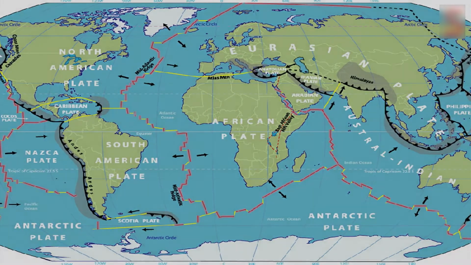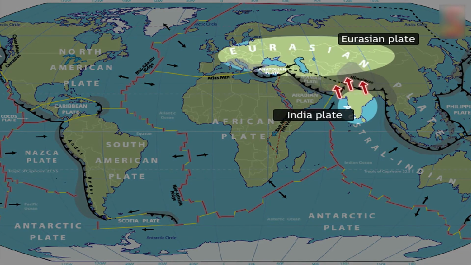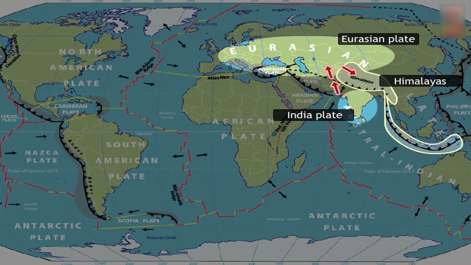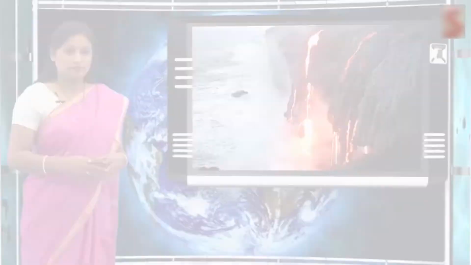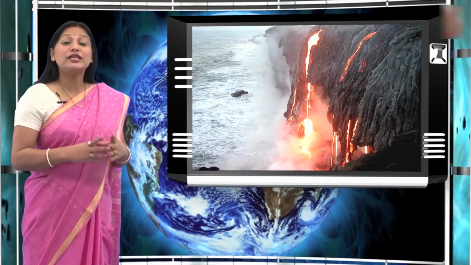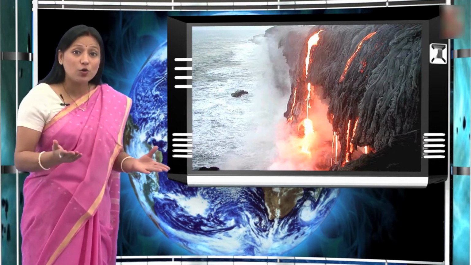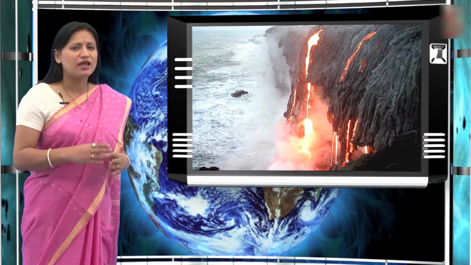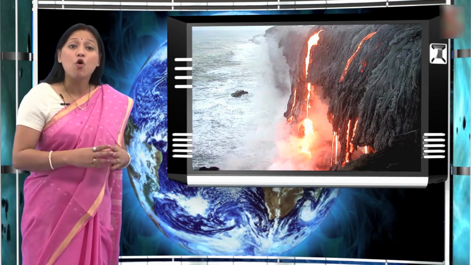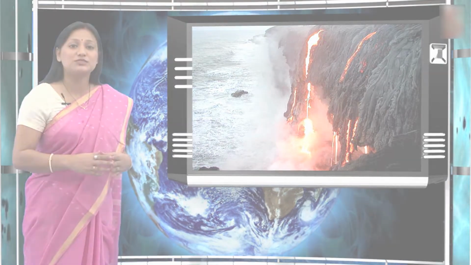Here's an example. The India plate pushes the Eurasian plate. The India plate then goes under the Eurasian plate exactly where the Himalayan mountains are located. This is how the Himalayas were formed as a result of the pushing of the Indian plate into the Eurasian plate. Students, we also should keep in mind that the boundaries of the plates are characterized by earthquakes and volcanic eruptions. In fact, these regions are more prone to earthquakes and volcanoes.